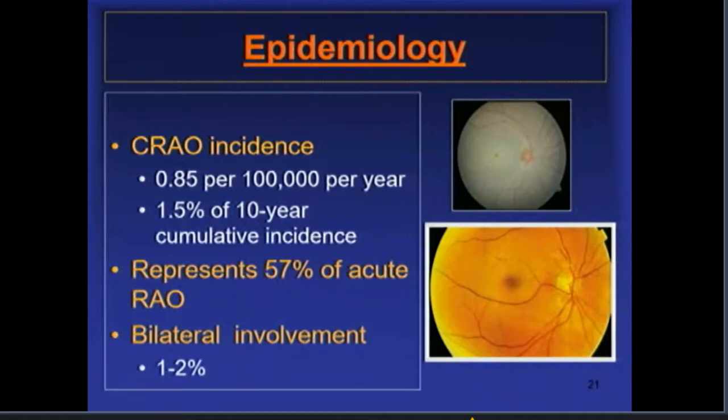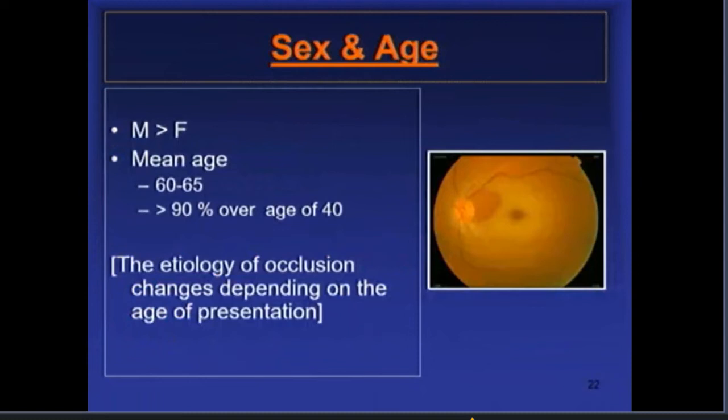If you look at all the types, we have central, we have branch, we have cilioretinal artery, we have cotton wool, and we have ophthalmic and internal carotid artery obstruction. Central retinal artery occlusion represents 57% of these types of occlusion, and might have bilateral involvement in 1 to 2% of the patients. Males are more than females, and the mean age is usually between 60 and 65 years, and more than 90% are over age 40.